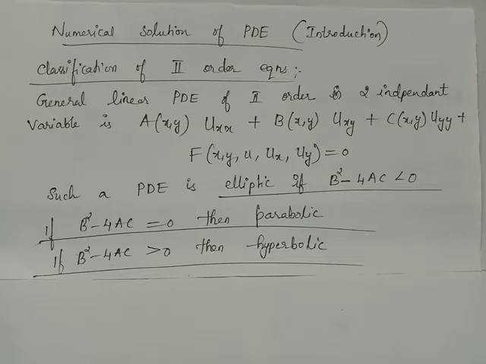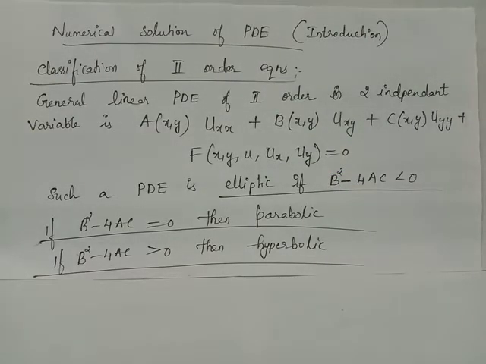The general format of a linear partial differential equation of second order is given by this equation. We have represented the coefficients of uxx, uxy and uyy using the notations a of xy, b of xy and c of xy respectively. These may be functions in independent variables x and y or may be constants as well. Apart from these three terms, there will be terms in the PDE involving x, y, u, which are the independent variables as well as the dependent variable, along with first order partial derivatives of the dependent variable with respect to the independent variables.